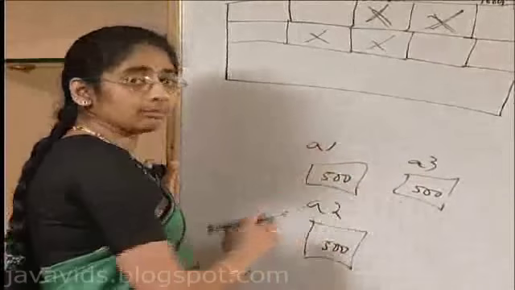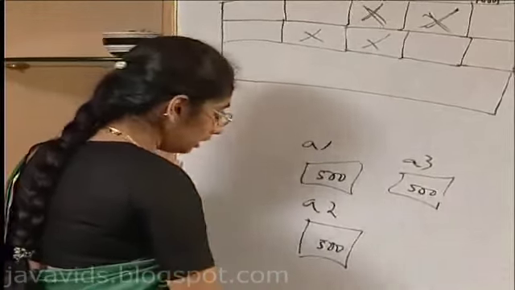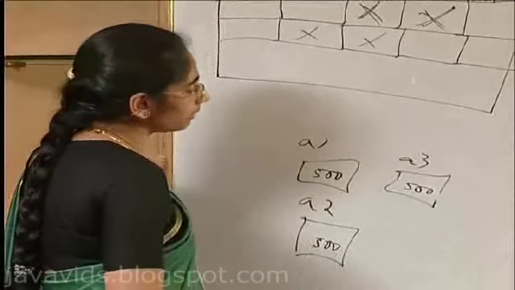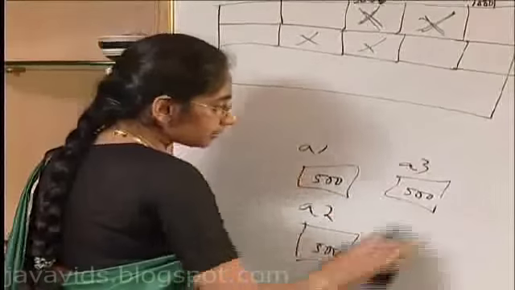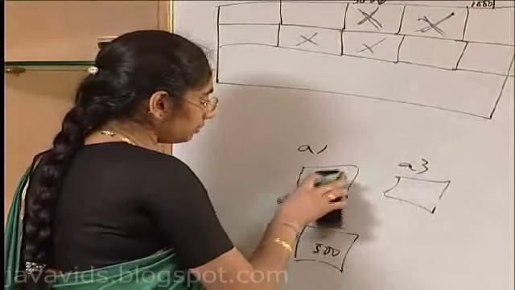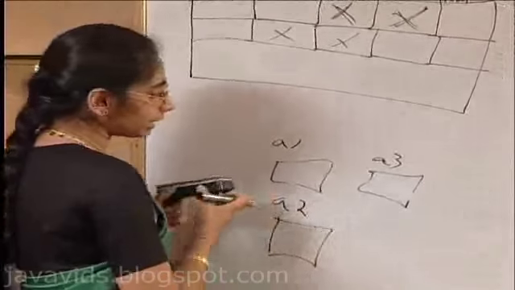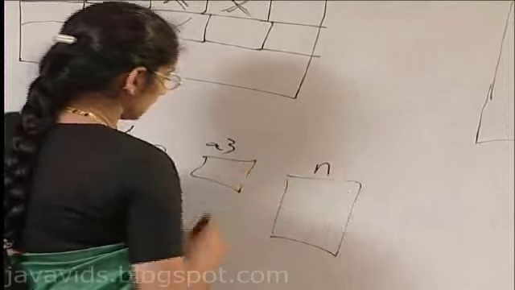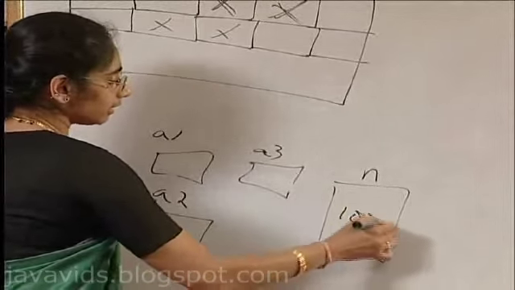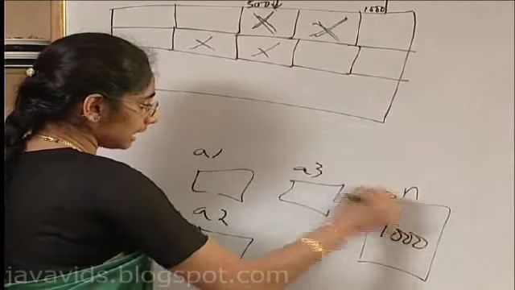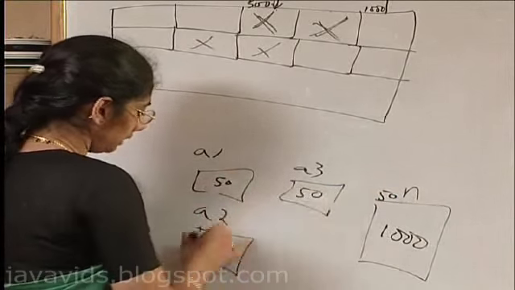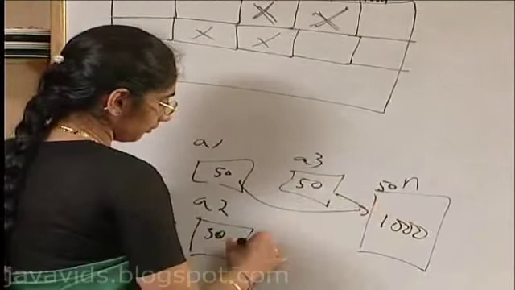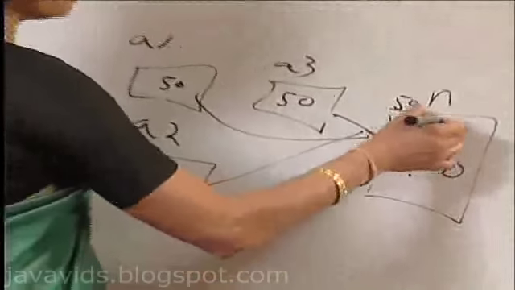Either this method can be used, or the JVM could be implemented such that all the object variables are actually referring to one indirection, and this indirection, let's call it n, was the one that was referring to 1000. So let's say this n is at memory space 50, so all these three variables are referring to 50, that is here, and this n is referring to 1000 here.